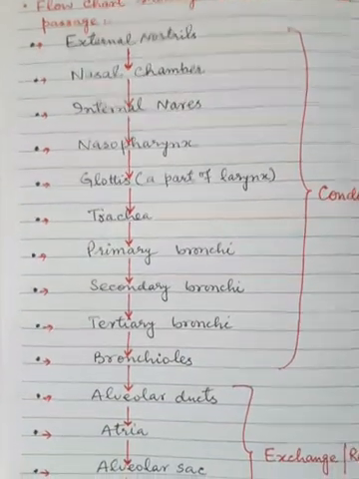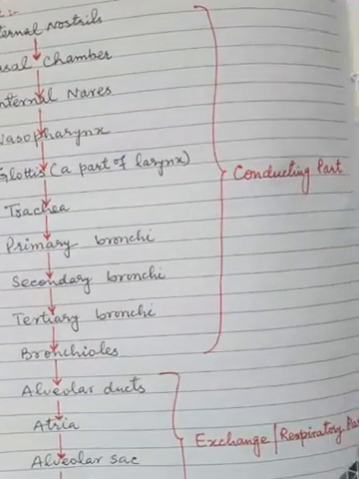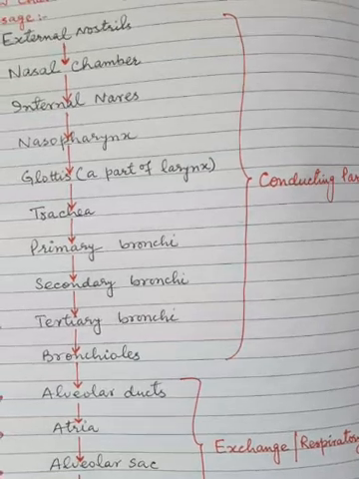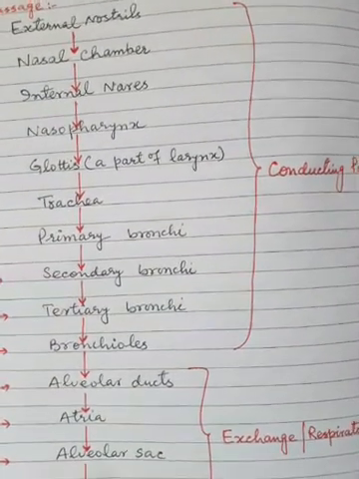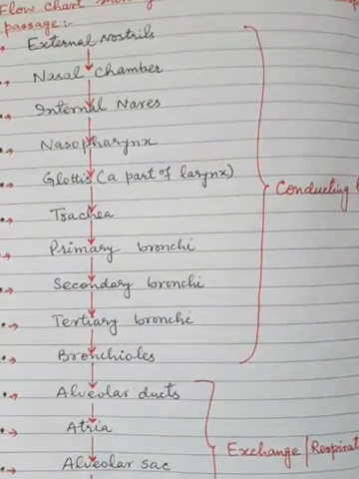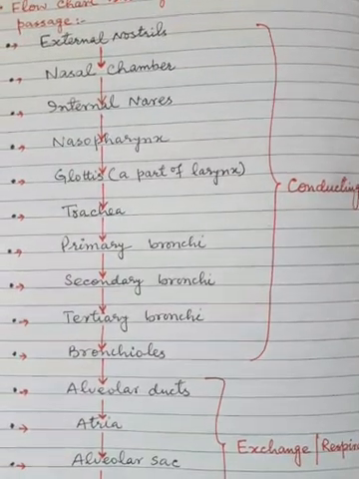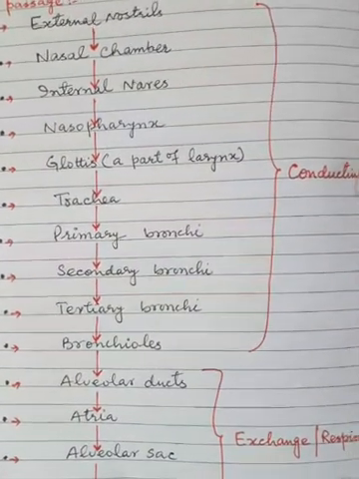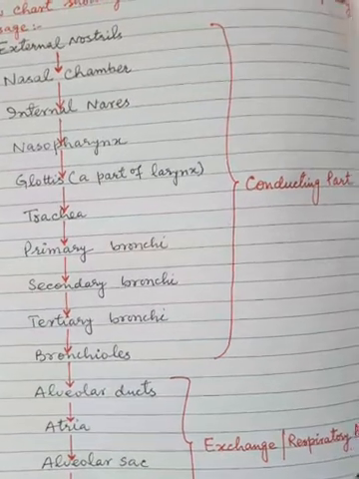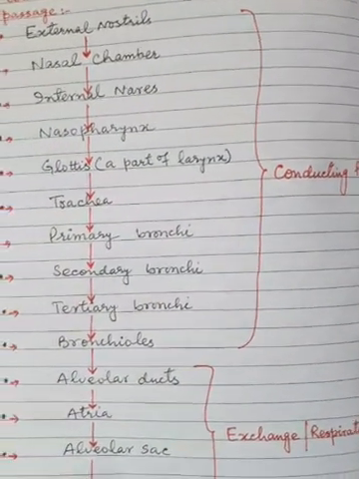From external nostrils to bronchioles, this portion is called the conducting part of the respiratory system. I again repeat it: from external nostrils to bronchioles, they constitute the conducting part of the respiratory system.